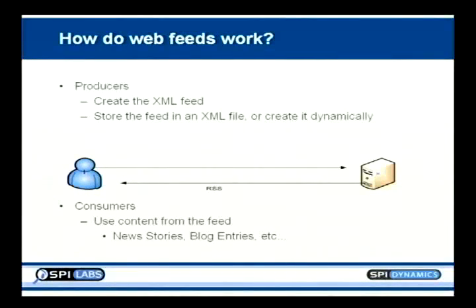So you have producers and you have consumers. The producers will create the feed and store it in an XML file, or they'll have it in a database and then they'll dynamically generate it and kind of stream it over to whoever's requesting it. The consumers are obviously the things that are using them. You got websites, things like that.